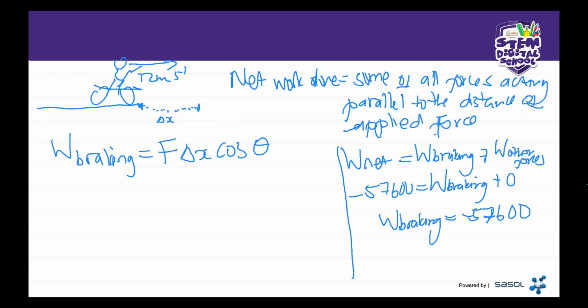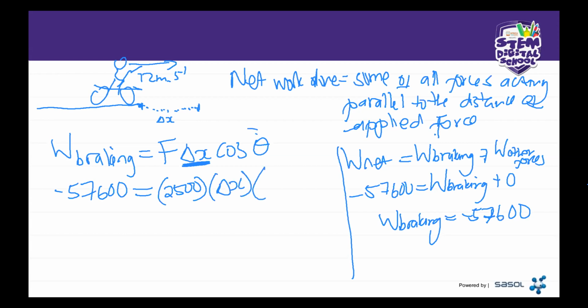Okay, so that's the work done for braking. So now we're looking for this distance, right? This is what they're asking us for. They're asking us for the distance while it was braking. So we're going to have our minus 57,600 is equal to the force, which is 2,500, change in x, and what is going to be our cos theta?